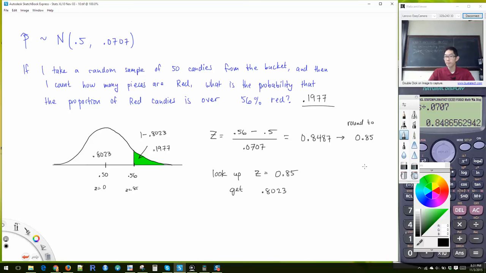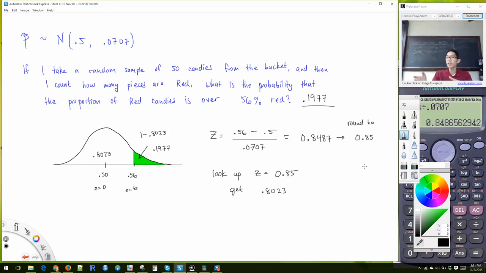So did you write that? Okay, I just want to make sure that makes sense. I'm taking a random scoop of 50 pieces of candy. The probability that over 56% of my sample of 50 pieces are red is about 20%, 0.1977. Does that make sense? If I were to ask, what's the probability that over 60% are red? You don't do any math, but is that number going to be bigger or smaller than 0.1977? Smaller, right? Because if half the candies in the bucket are red, it seems more unlikely that I'm going to get 60% or more red.